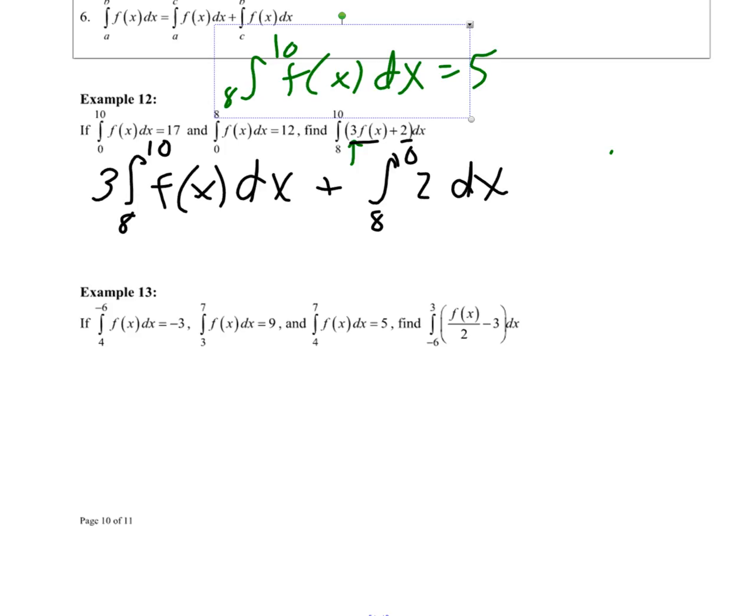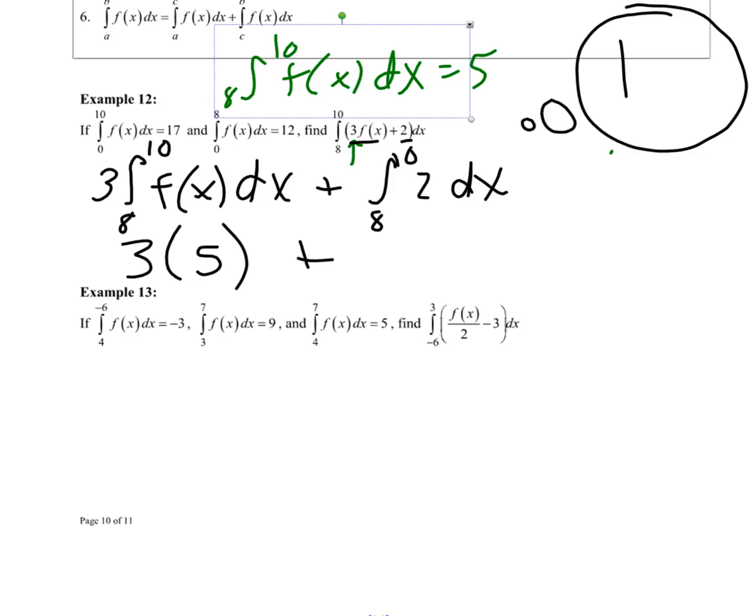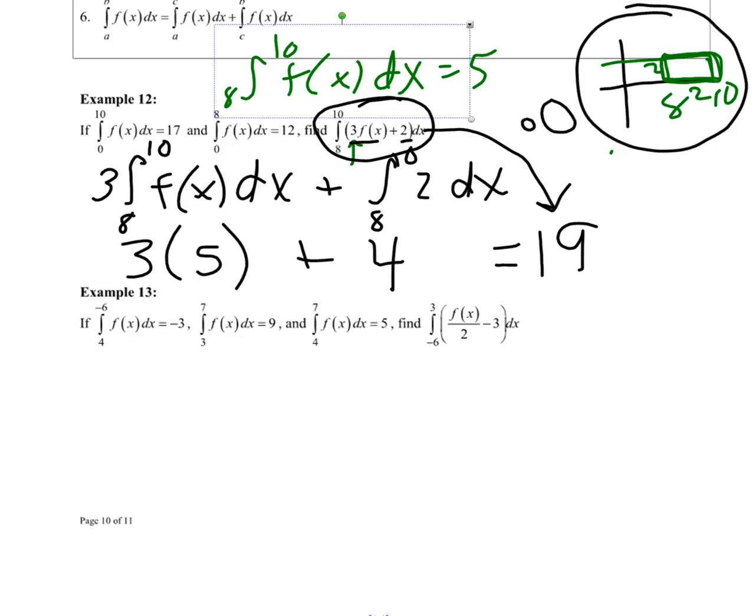So we already know this first one, so that'll be 3 times 5. But what is the second one? Let's think back a minute. What does the graph of 2 look like? That would just be this. And we need the area here from 8 to 10. So that's just a rectangle. Okay, it's 2 high and 2 wide. So that is 4. Okay, 2 wide and 2 high. So we have 15 plus 4. That would just be equal, that big old expression, 19.